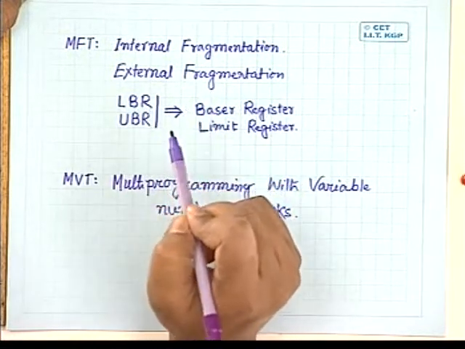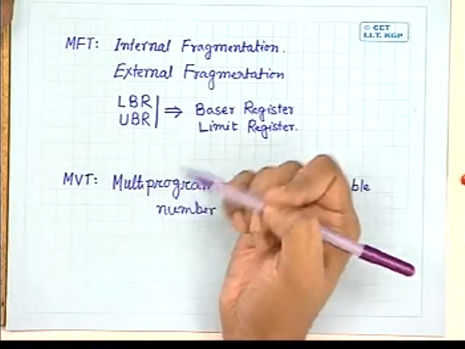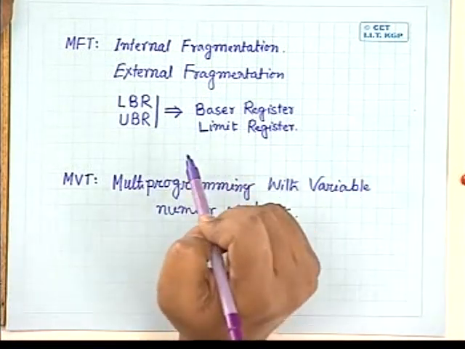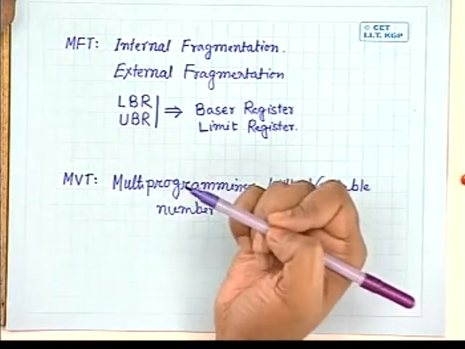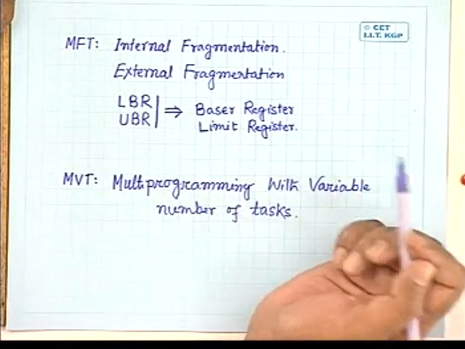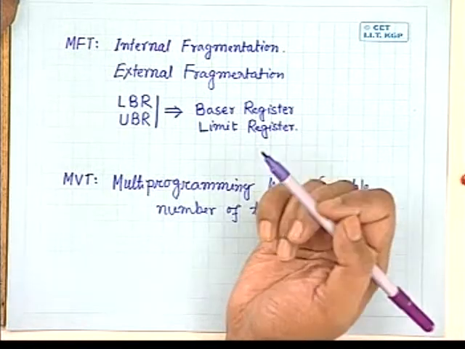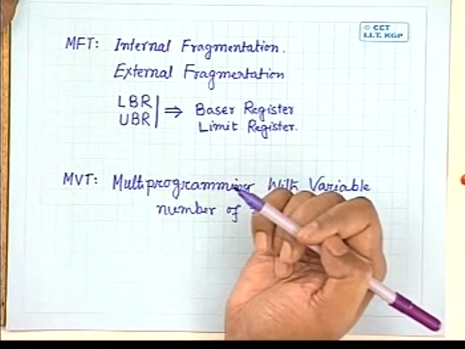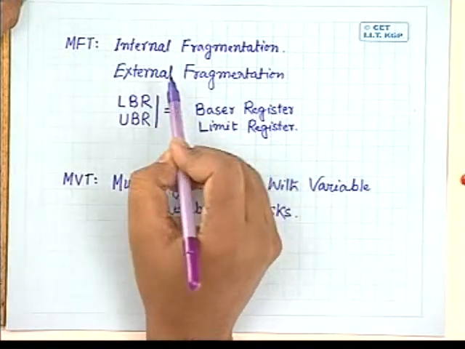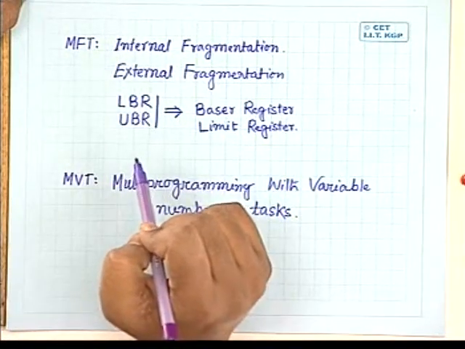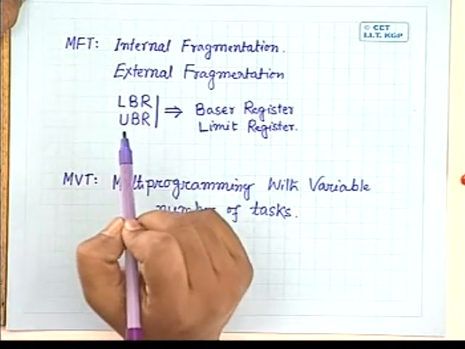So once you have a fixed number of partitions, the maximum number of tasks which can be contained in the main memory is also fixed. And it is the number of tasks which are there in the main memory that decides what is the length of the ready queue, or the number of tasks which are ready for execution by the CPU simultaneously. So this number of tasks in the main memory decides the degree of multiprogramming. And in case of MFT, the degree of multiprogramming is fixed because the number of partitions is fixed.